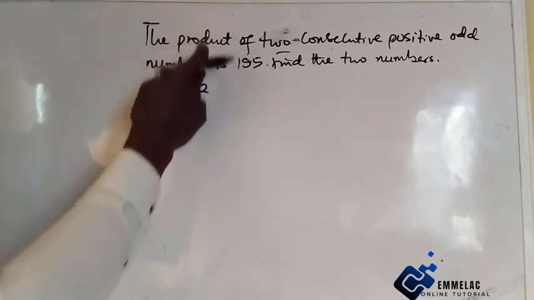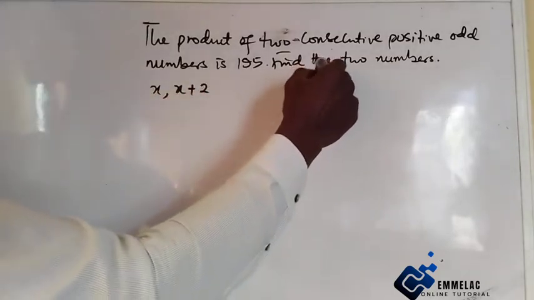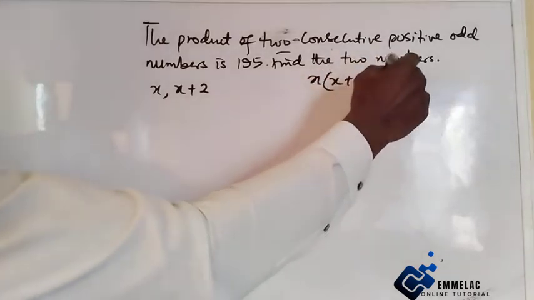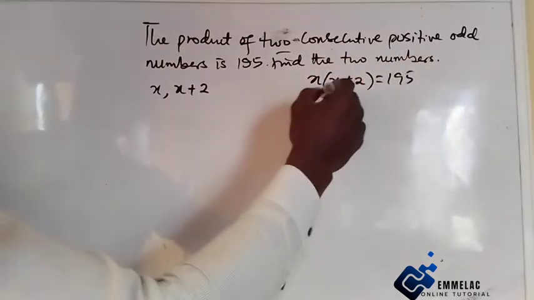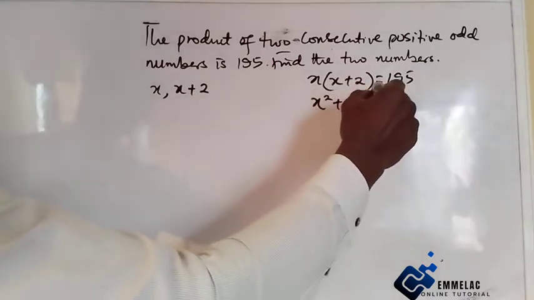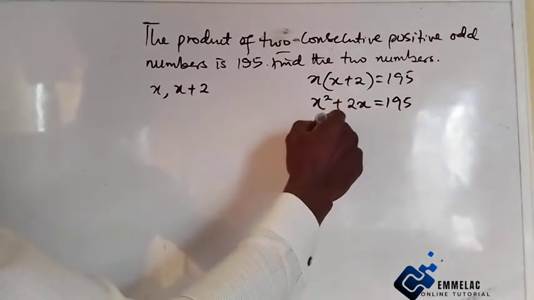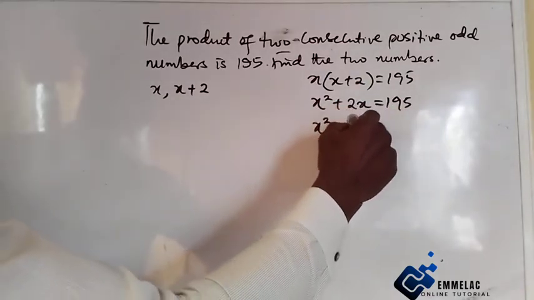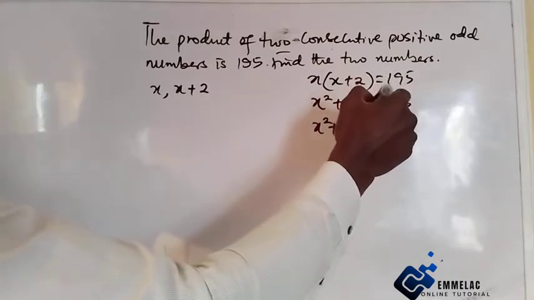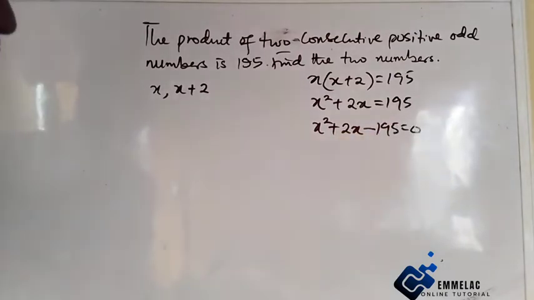Since we're talking about the product, we can say x times x plus 2 equals 195. So here we have x raised to the power 2 plus 2x equals 195. Then transposing this to the left hand side, we have x squared plus 2x minus 195 equals 0.